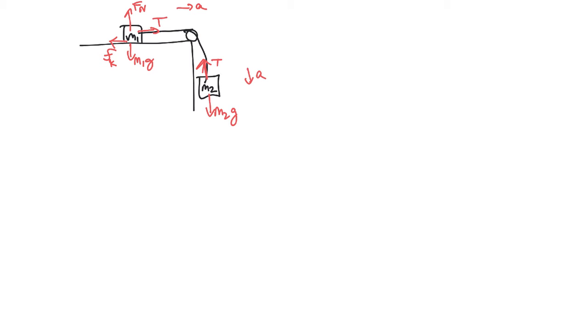So for the block on the table, M1, T minus Fk is M1A, and Fn minus M1G equals 0, right? Because this was really net force is M1A, and it had 2 dimensions that we had to worry about. The first one I wrote, of course, was the horizontal one, and the second one was the vertical.